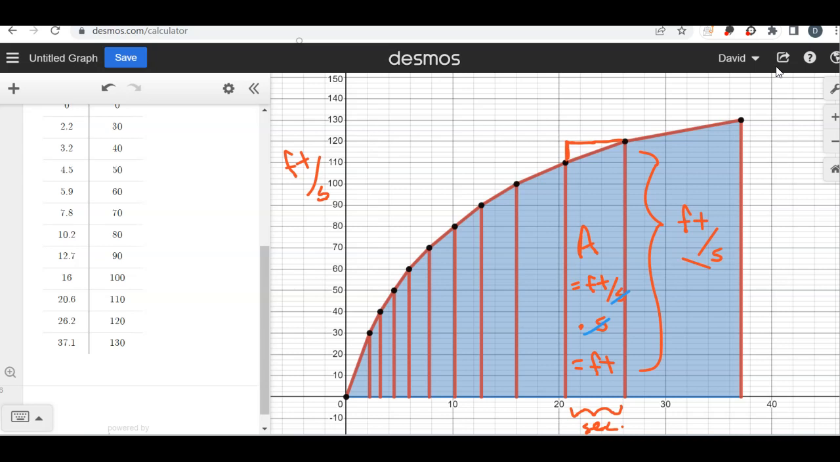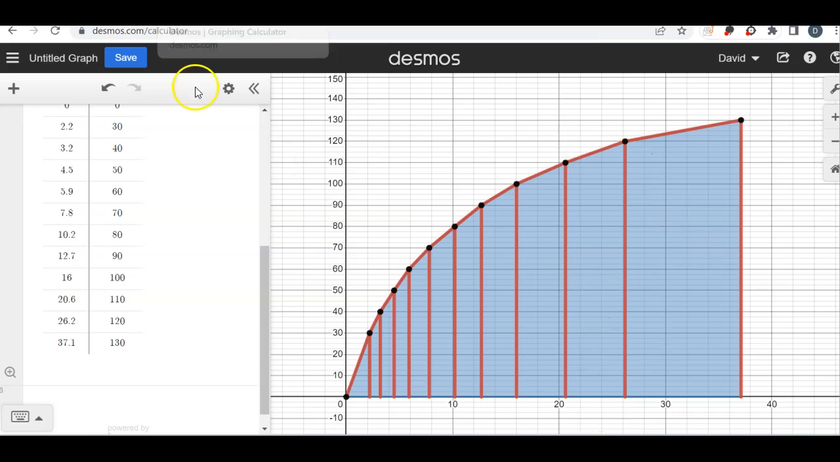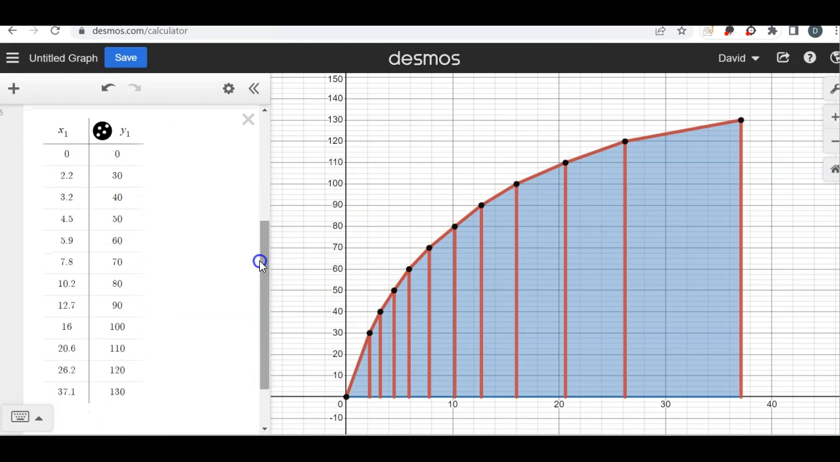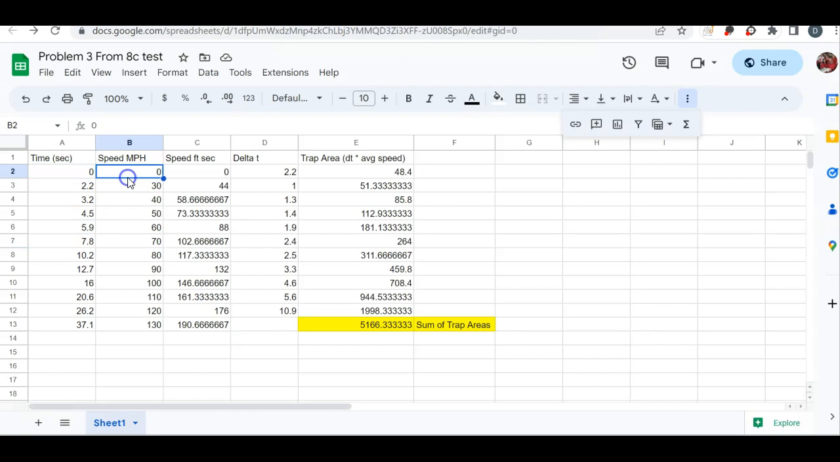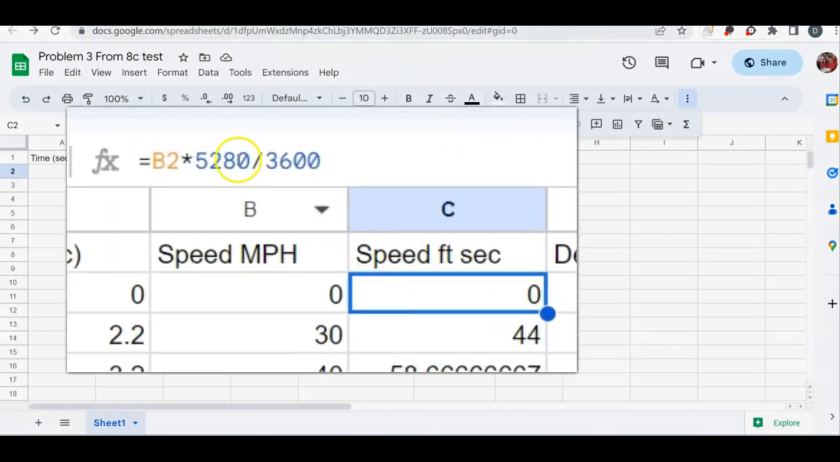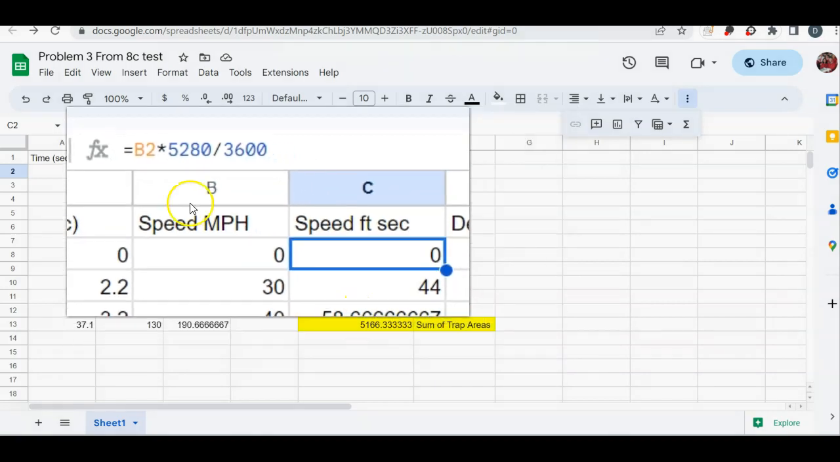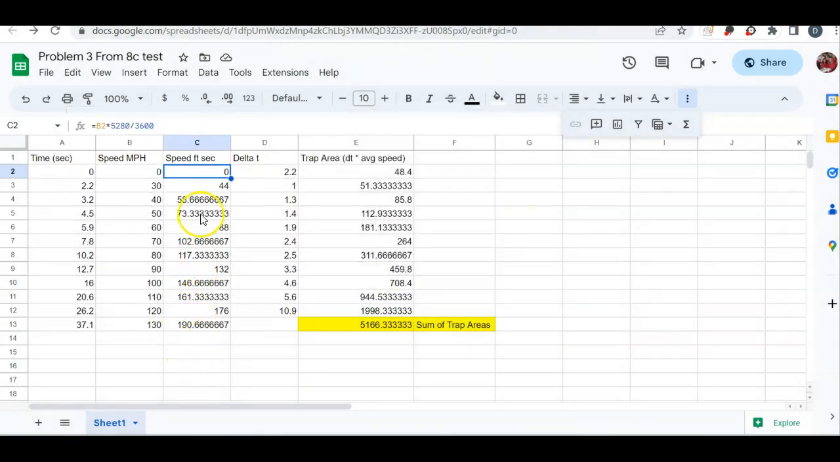So that's what we're being asked to do here, find the area, the sum of the areas of all these trapezoids. Now what I did is I just made it into a spreadsheet. So I basically took all these data points that you see here, and I transferred this all over to a spreadsheet. There's my time, there's my speed in miles per hour. So the very first thing I did was convert my speed in miles per hour to speed in feet per second. And you can see I multiplied by 5,280 divided by 3,600 and dragged that all down there and got these conversions.